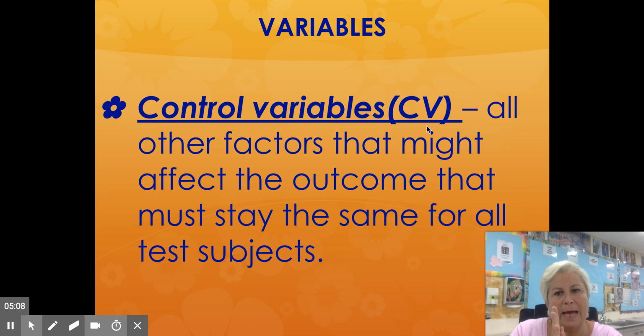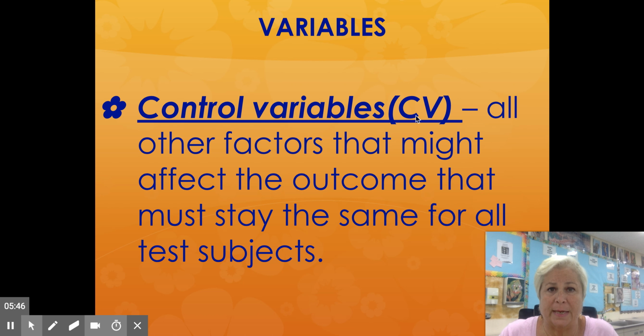Okay, the next type of variable is plural. You notice the little s here? That's because there's always more than one. Sometimes there's a lot. And then we also abbreviate this as CV. So when you see CV, that stands for control variables or controlled variables. Sometimes they do the controlled. So you'll see it either way. It's the same thing, control variables or controlled variables. Now, these are any other factors that might affect what happens in your experiment, how it affects the subject.